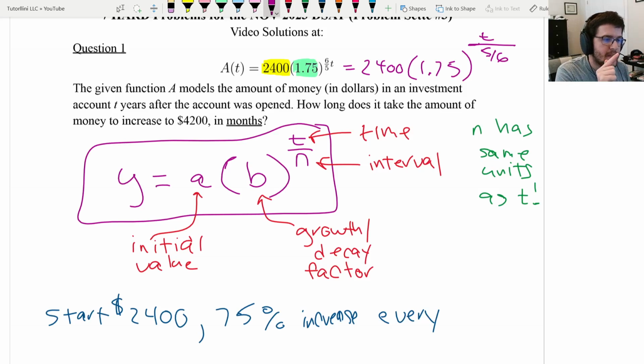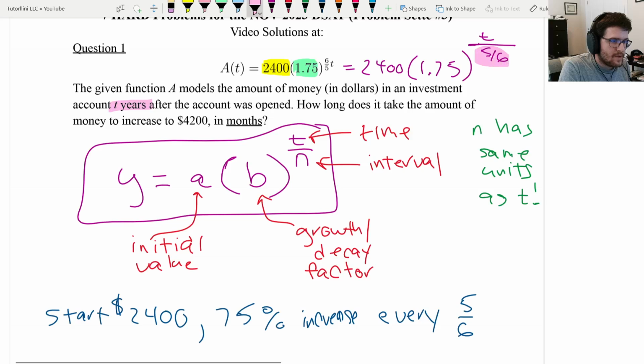So it is undergoing a 75% increase every 5/6. Let me change it back to blue. And then t is in years. So n has the same units as t, so it's every 5/6 years. Okay, now that we have that written down, we can figure out what they're asking us.